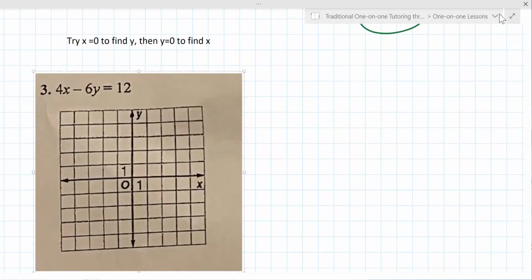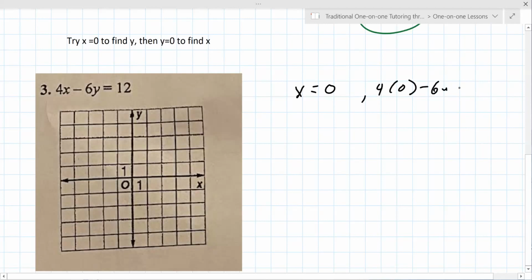Okay, so again, we don't need to do all that writing. X equals 0. That's the first thing we try. So it's 4 times 0 minus 6y equals 12. I want you to solve for y. X is 0, so there's only one variable in this equation. Do you see that? There's only one variable here.